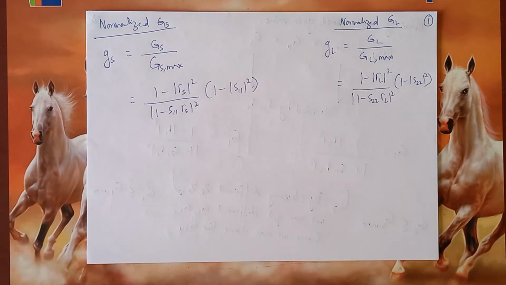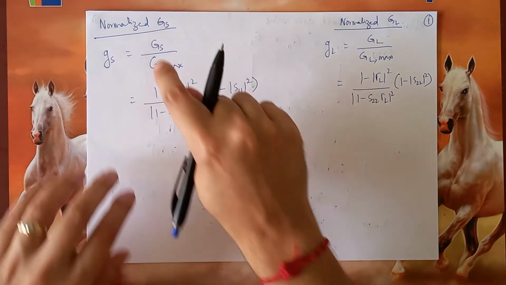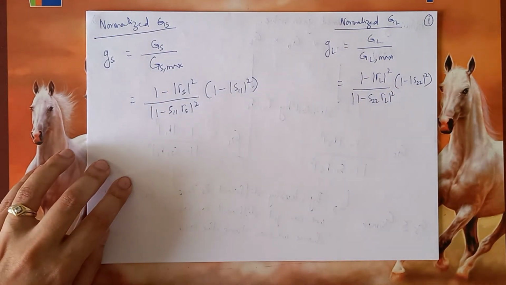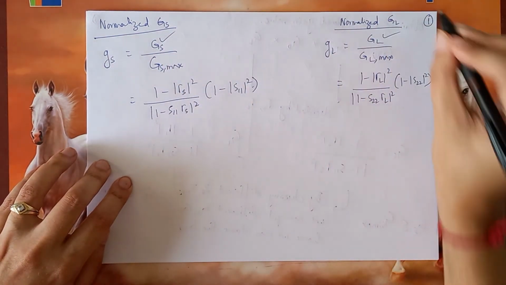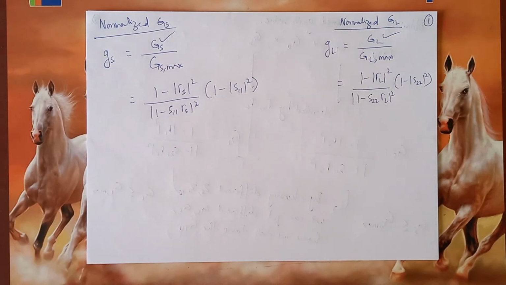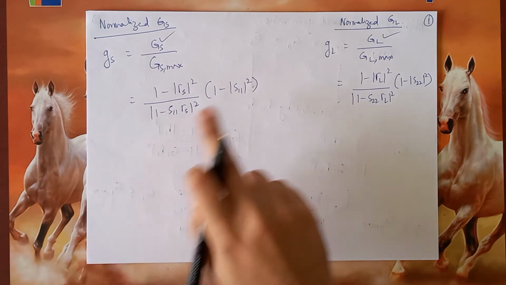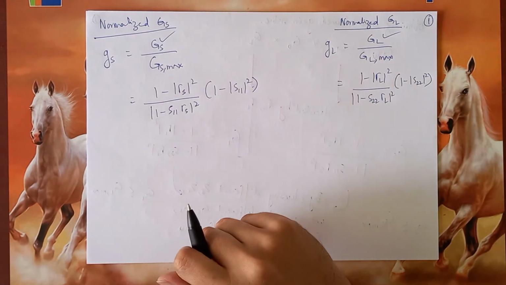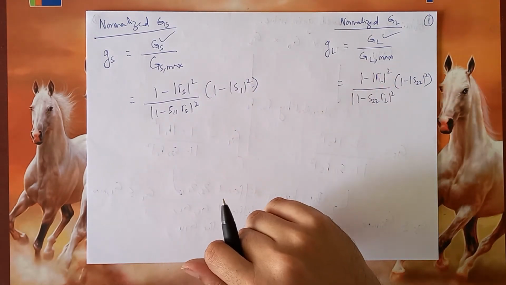I think this is, yes, that's correct. So now we say that we want to fix GS. We will fix GS, we will fix GL into the values that we want. GS max and GL max are already fixed. We cannot change them because they depend on the S11 and S22 respectively, which we cannot change, of the MMIC.